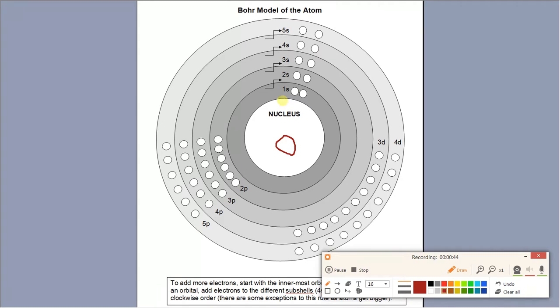So we just start in my little chart here, and we just fill it in as it goes. So we'd say there's one here, and there's one here. We go around in that first energy level, and that's all the room there is. We go up to the second energy level. There's one there. There's one there.